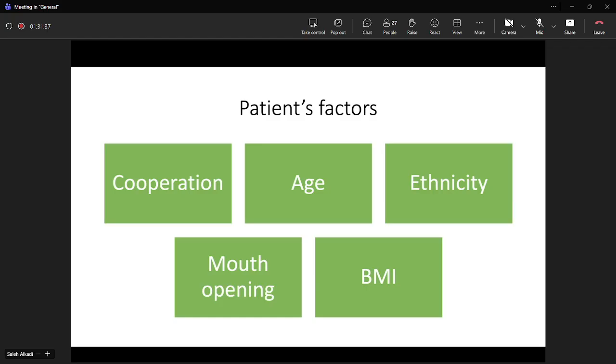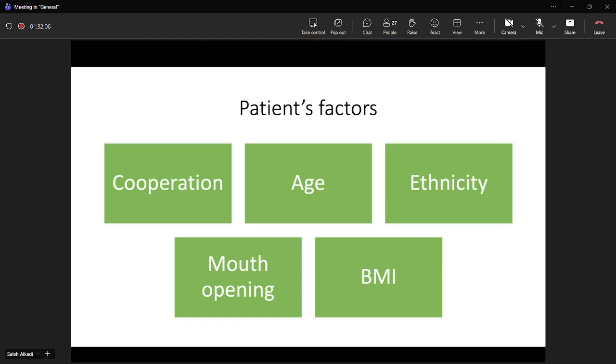This makes the extraction difficult, and sometimes you may fracture the jawbone while you're trying to mobilize the root because the bone is very dense. Mouth opening is a very important factor because if the patient has limited mouth opening, accessibility to this wisdom tooth is very difficult. This puts this wisdom tooth extraction at the difficult level.